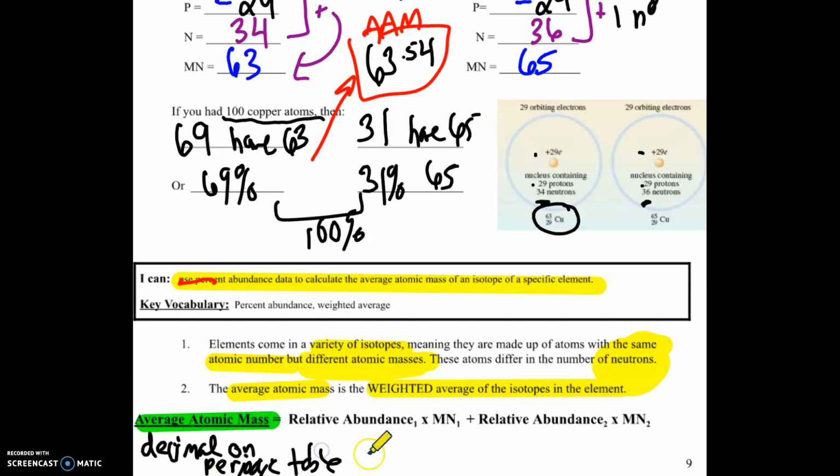It is equal to the relative abundance times the mass number of one isotope plus the relative abundance times the mass number of a second isotope, and you can go on and add more terms. So what we're doing is we're taking how often it occurs in nature times its mass, multiplying those and adding them up for each isotope. To really understand this equation, we need to do some example problems.